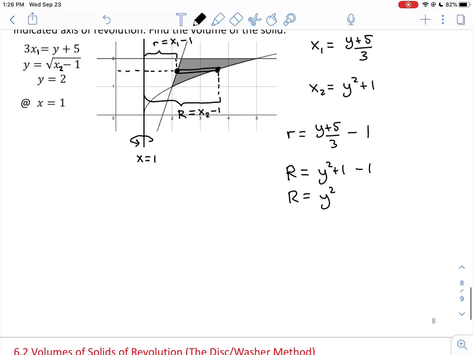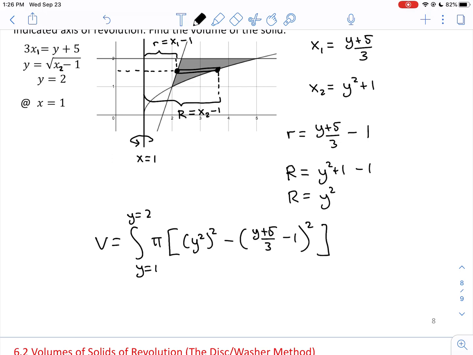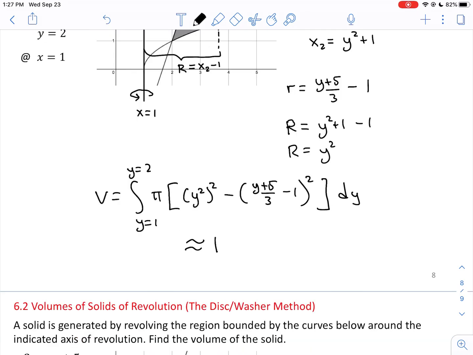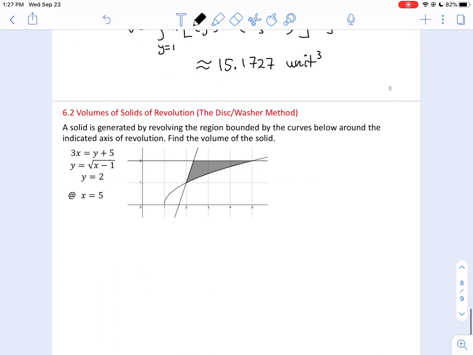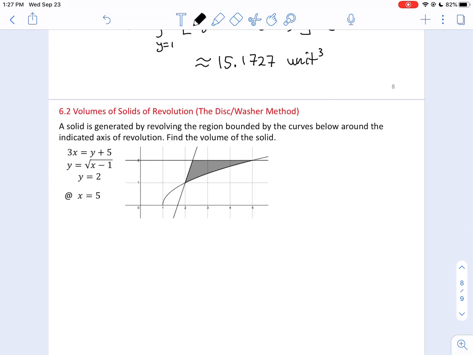Now we can set up the volume integral. The volume will be an integral from y equals 1 to y equals 2, pi times brackets big R squared, so (y squared) squared, minus little r squared, and brackets dy. When you integrate this, we get about 15.1727 cubic units.